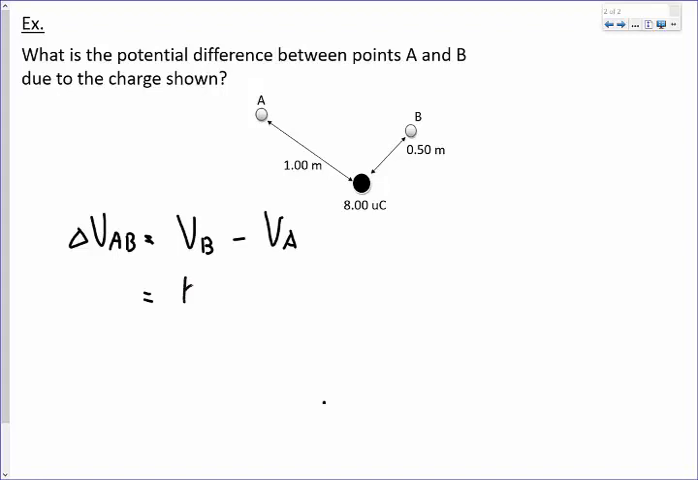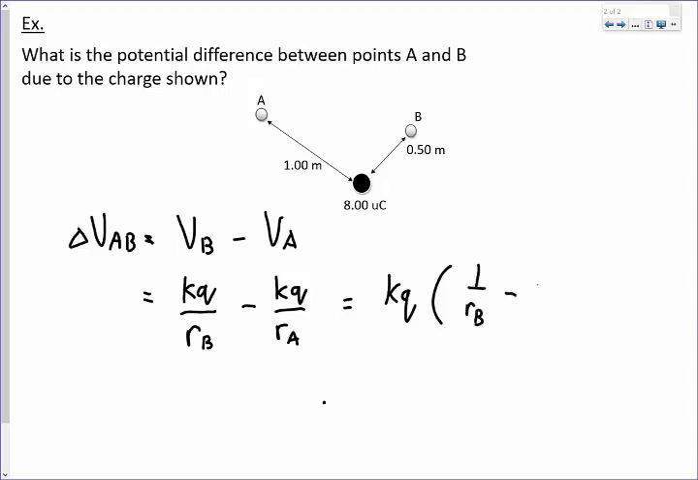So we have our KQ over R. Now, if we're talking about point B, that's the B value, how far away it is from the charged particle. And we're going to minus KQ over the radius at point A. Well, we can see that this equation simplifies down. We can do some factoring. Factor out the KQ, and it's just the 1 over RB minus the 1 over RA.